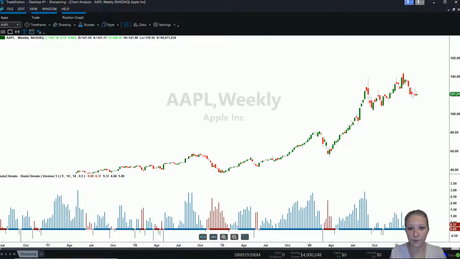Yeah? So I'll only take the thin dots on the daily if I have a thick dot on the weekly.